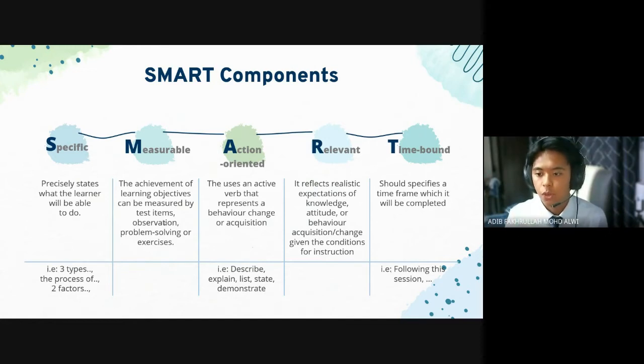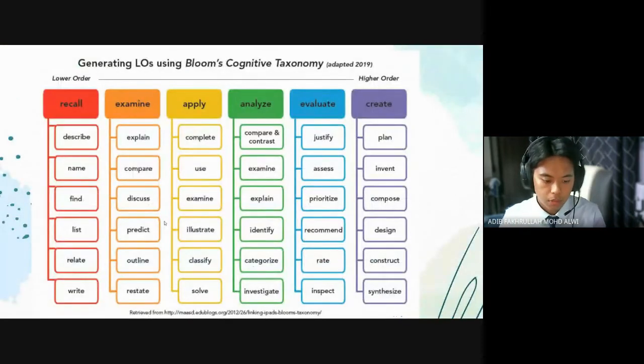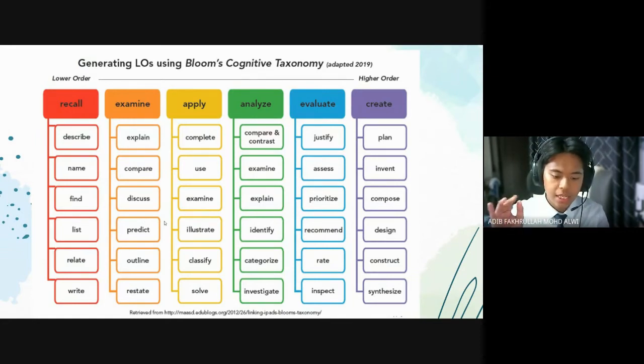For example, following this session. This is some of the example of action verb from Bloom taxonomy. From this Bloom taxonomy, we can see the action verb used can indicate the level of difficulty. You can see from lower order thinking to higher order thinking: recall, examine, apply, analyze, evaluate, create. So these are the action verb under the recall, examine, apply, analyze, under the different level of difficulty.